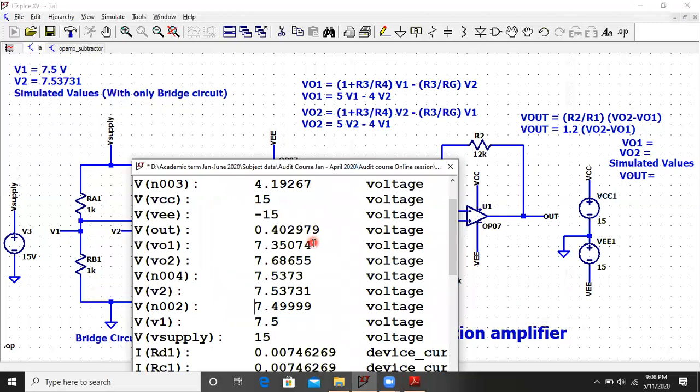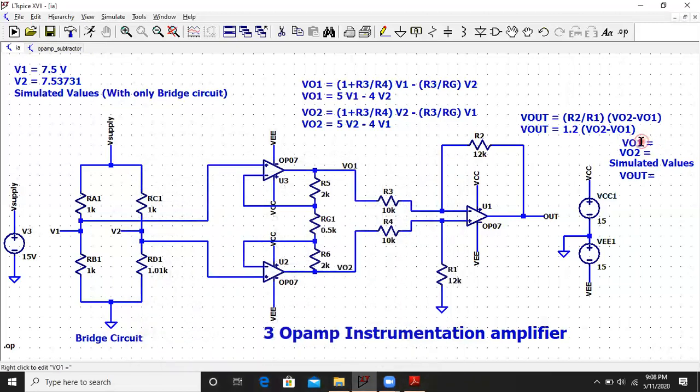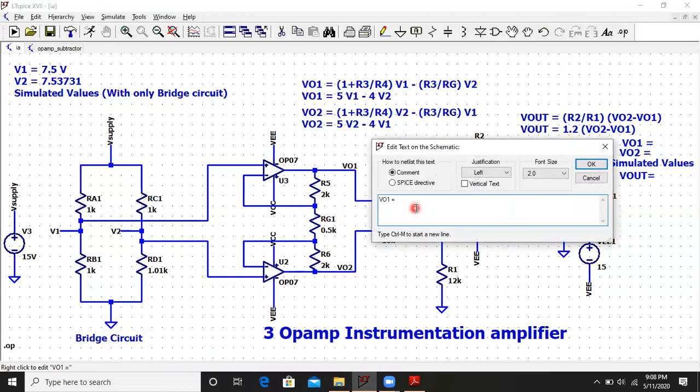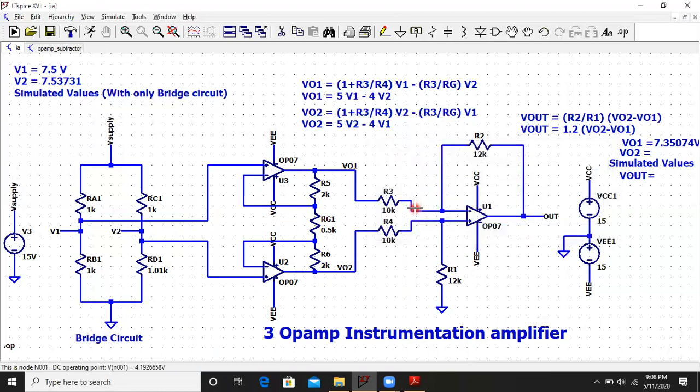Now let us check the value of VO1. So VO1 is actually 7.35. 7.35, we can write it over here. 7.35074. So we'll write this value somewhere over here, basically precisely over here. So VO1 we'll write as 7.35074 volts.